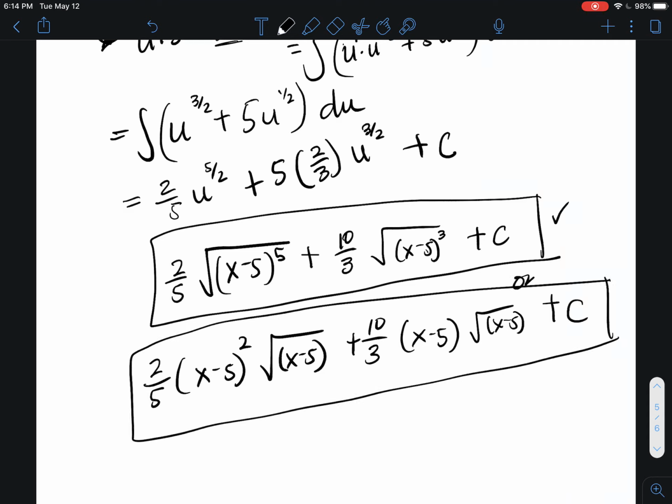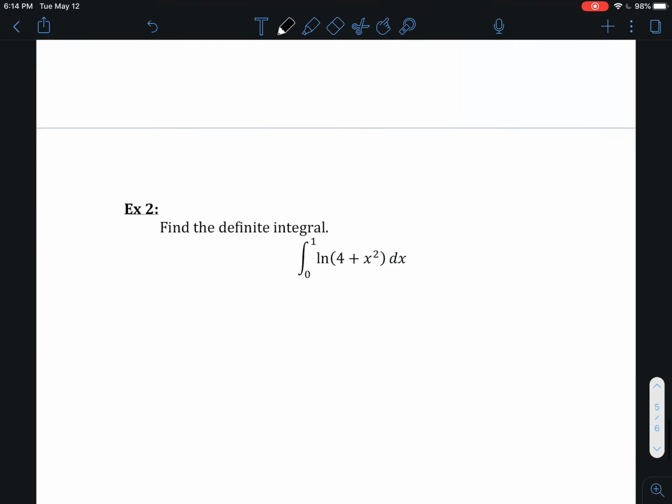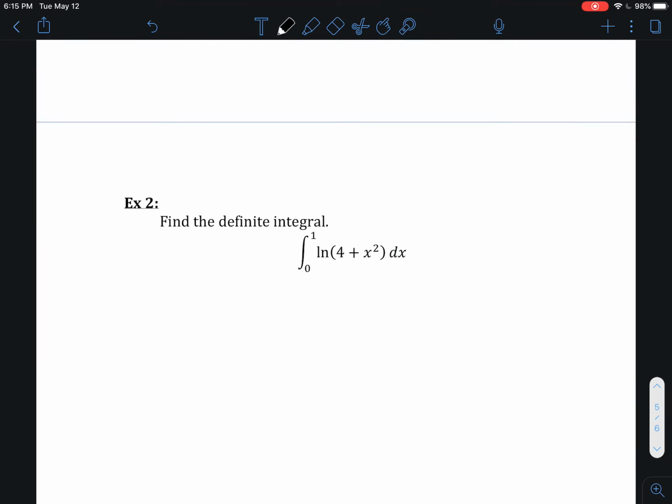So either one is fine. I'd prefer the top one over the bottom one, just because I don't want you to do so much work. If you try this first one on WebAssign and it doesn't accept it, then simplify the radicals, I should say.